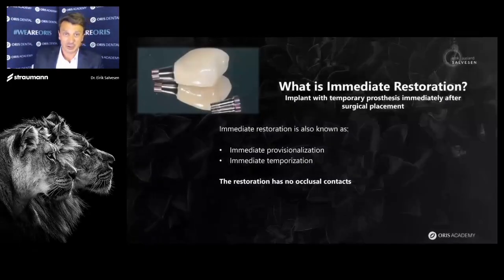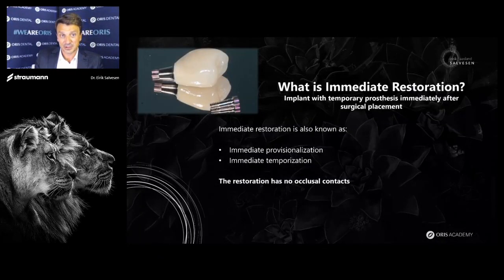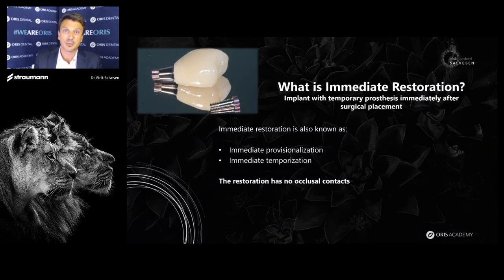The immediate restorations, or what we call provisionalization or temporization, is an immediate restoration placed upon a freshly inserted implant at the time of surgery. The characteristic of this type of restoration is that there are no occlusal contacts. It's not loaded. There's no functional contact on the restoration. So if the patient is compliant enough to understand that this is not a chewing tooth, there will be no forces applied to that specific implant. It's what we call a smiling tooth.